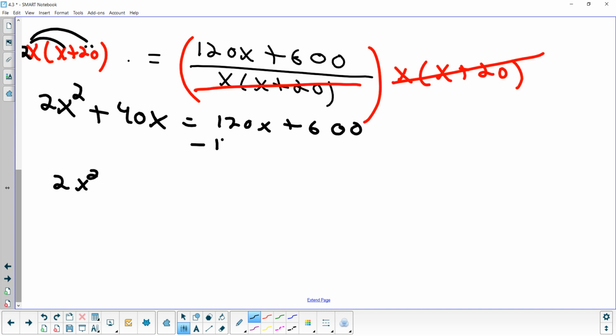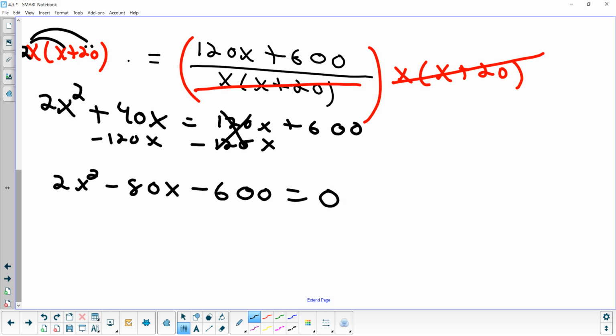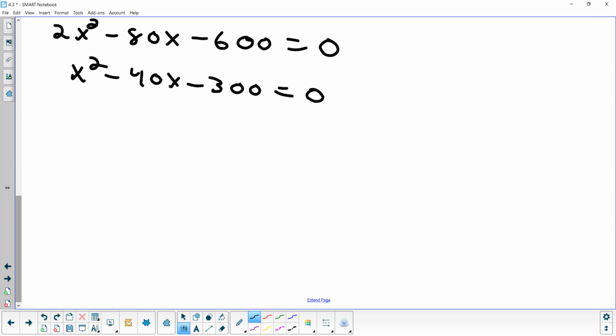So 2x squared. Let's minus the 120x. 40 minus 120 gives me how much? Careful. Negative. Negative 80. So we got the x's, and we would minus the 600. Not necessary, but there is something I can do here to make all these numbers a little smaller. Yep. Divide by 2. You can divide everything by 2. Now, I don't think that that's going to be factorable. In fact, I know it's not.